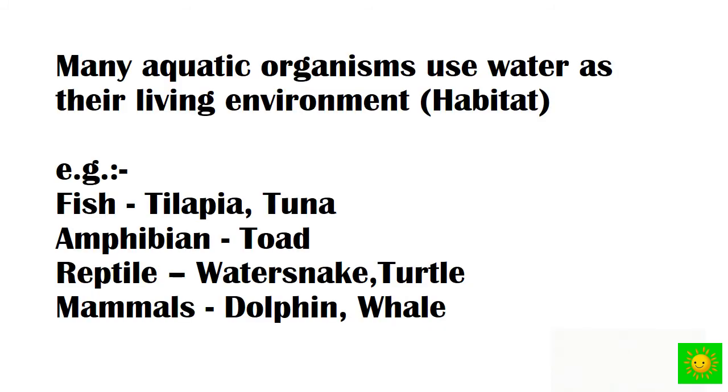Many aquatic organisms use water as their living environment. That means habitat. Let's see some examples. Fish: tilapia, tuna. Amphibian: cod. Reptile: water snake, turtle. Mammals: dolphin, whale.